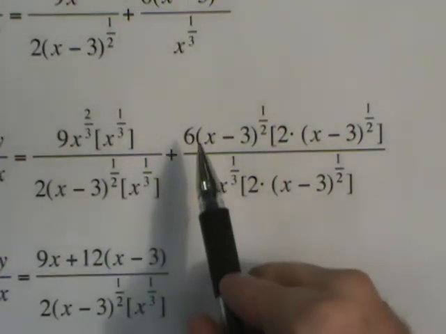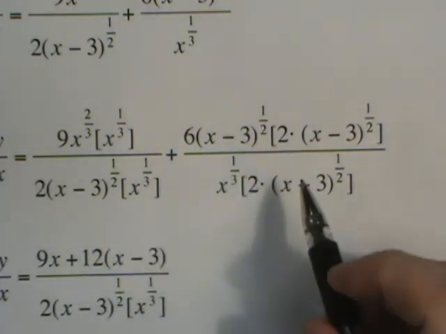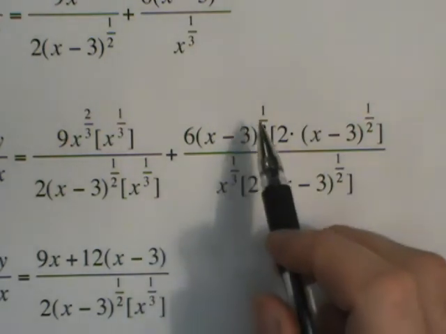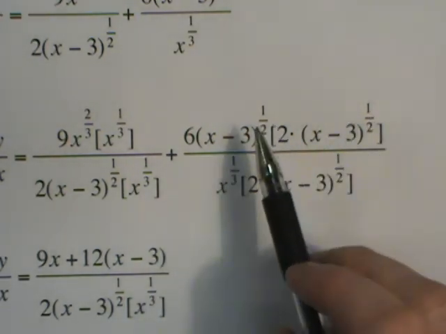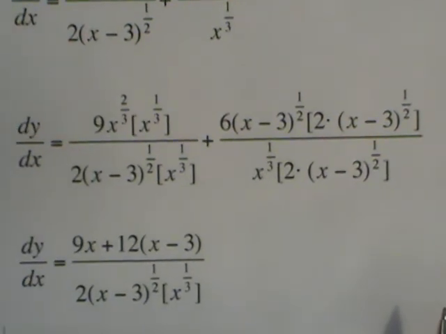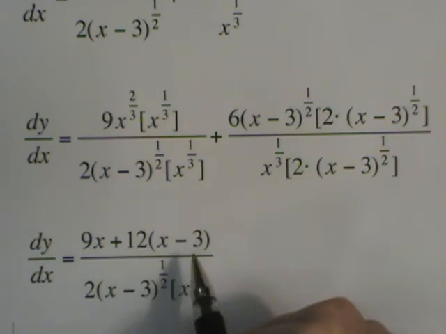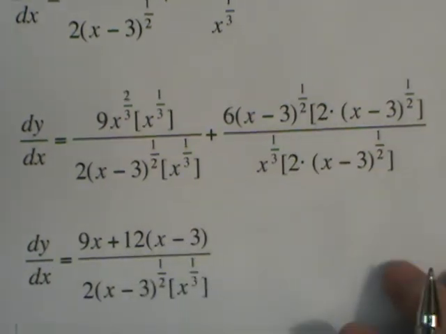On the second fraction, the 6 times 2 is my 12. (x minus 3) to the 1/2, (x minus 3) to the 1/2, same base, you add those exponents, that becomes (x minus 3) to the first power. Now that allows me to distribute this 12 across the set of parentheses, becoming 12x minus 36.